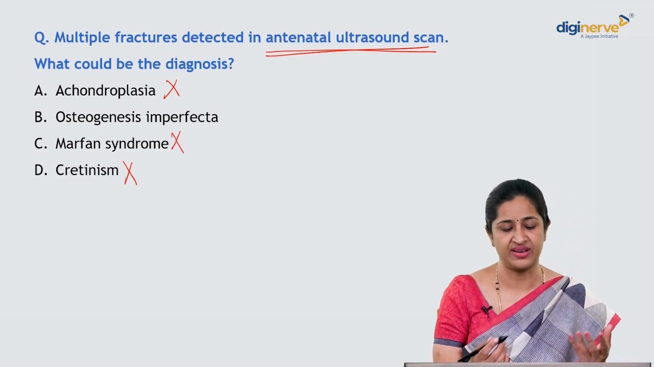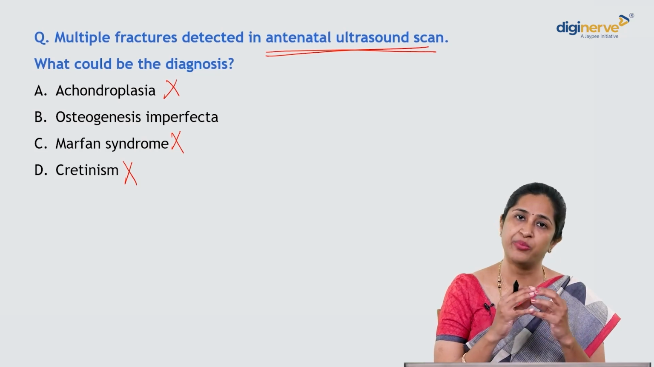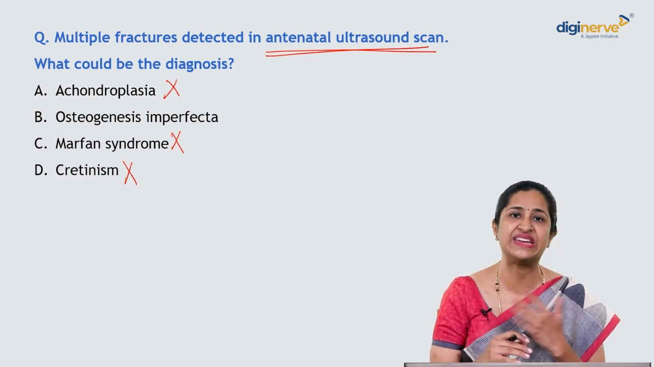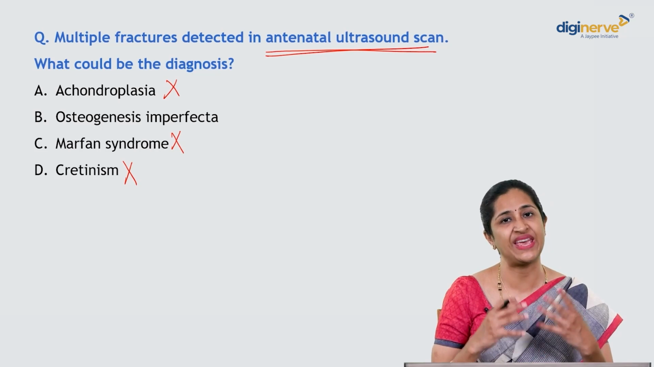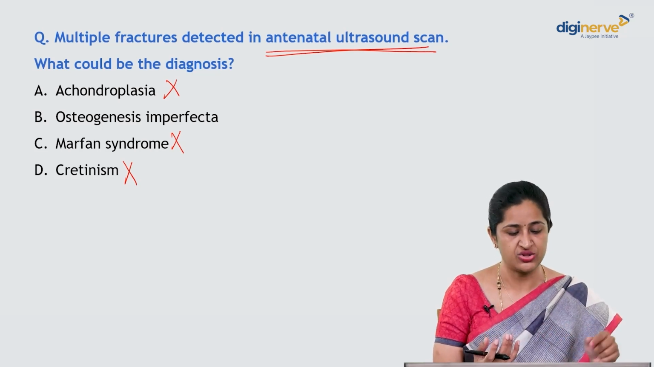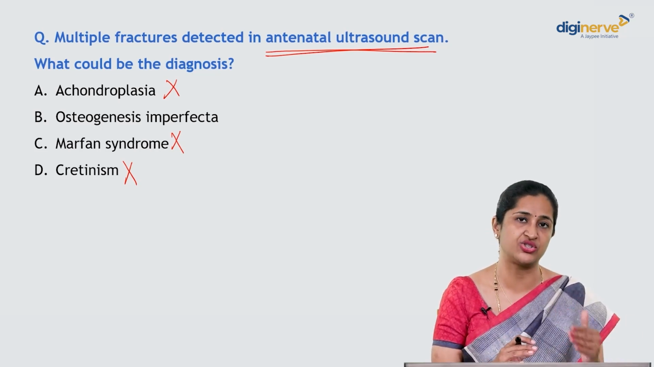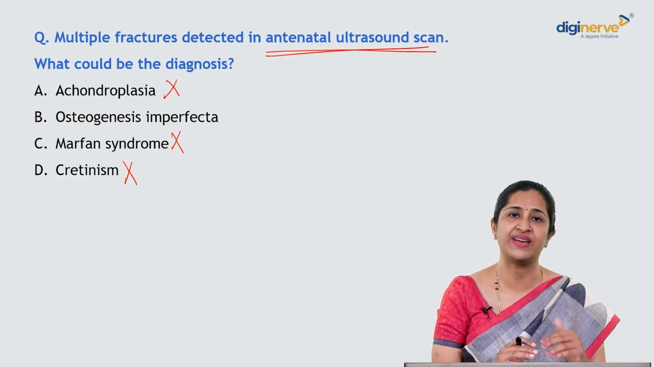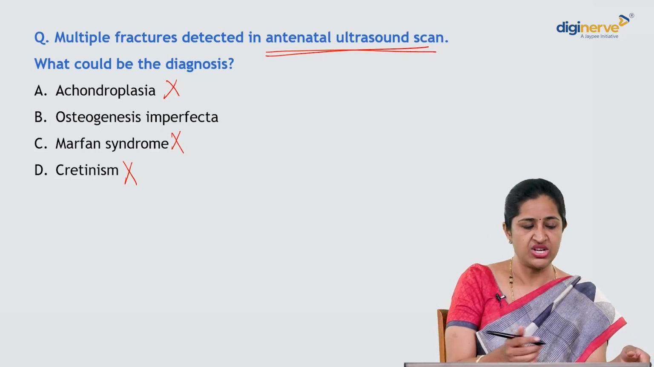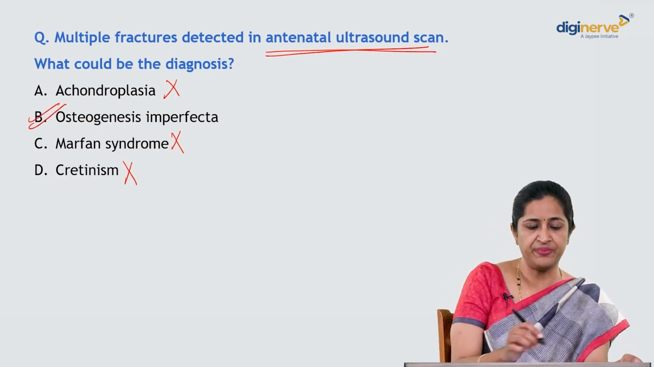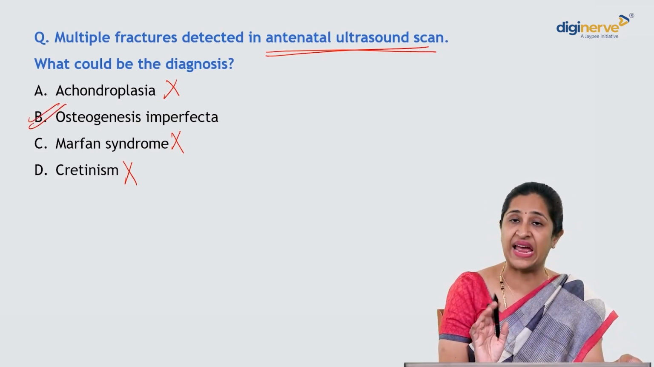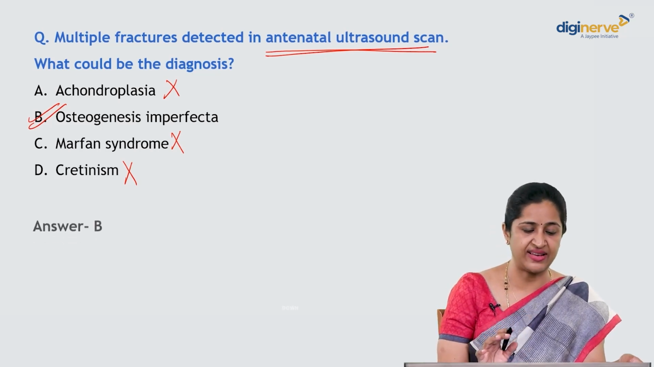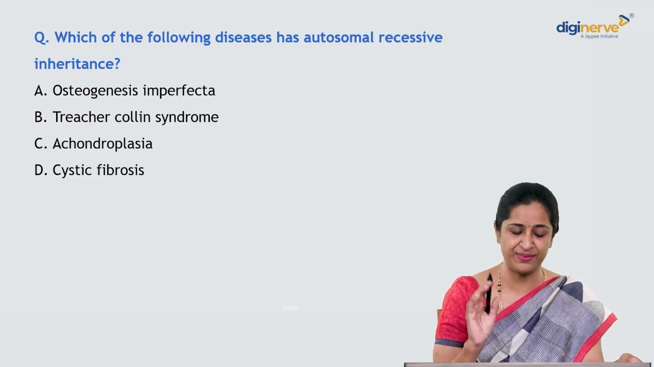Osteogenesis imperfecta. This is a condition where the bone formation itself is genetically altered and you have weak and fragile bones being formed. So yes, in that condition of osteogenesis imperfecta, you can have multiple fractures even from simple movements inside the uterus. So the correct answer here is B. If you have multiple fractures in the antenatal ultrasound scan, the correct answer will be osteogenesis imperfecta.